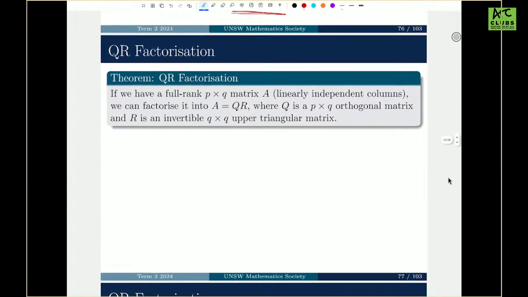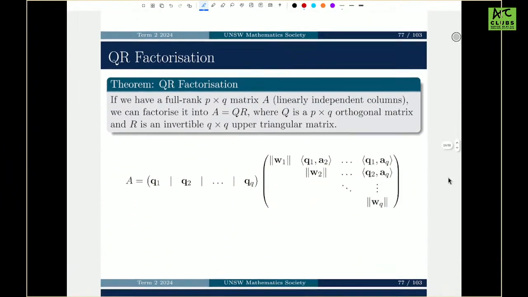So then we move on to this thing called QR factorization, right? We'll start with the theorem of what QR factorization is. Suppose that we've got a full rank P by Q matrix A. That just means it has linearly independent columns, so there are no redundant columns. It means we can factorize our matrix A into matrix Q times matrix R, where Q is a P by Q orthogonal matrix and R is an invertible Q by Q upper triangular matrix. That just means that everything below the diagonal is 0.